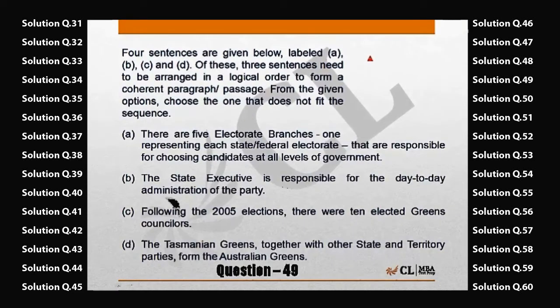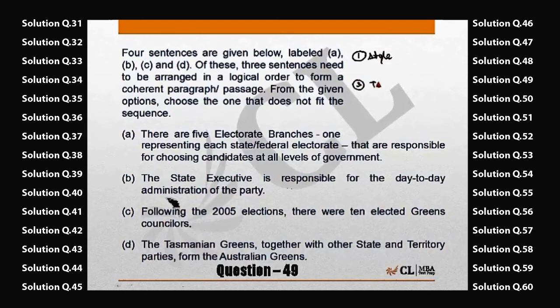Question number 49. Now these kinds of questions are normally a toughie. 4 sentences are given below, labeled A, B, C and D. Of these, 3 sentences need to be arranged in a logical order to form a coherent paragraph or passage. From the given options, choose the one that does not fit in the sequence. Now, basic rule 1: it has to be written by the same author. So the style has to be the same.